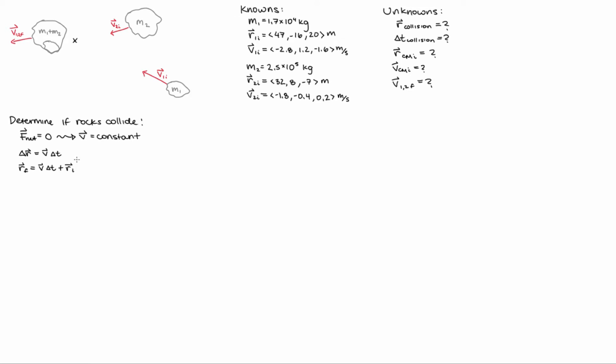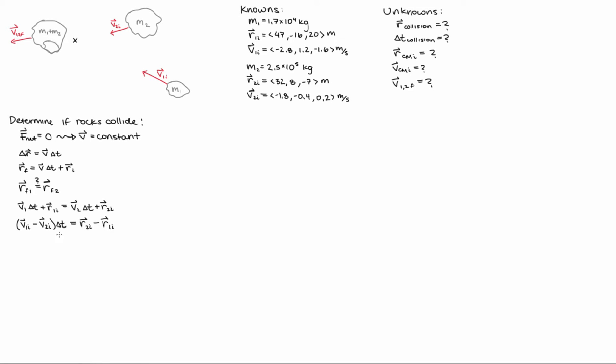We want to check that there is some delta t for which the two rocks are in the same place, or R final 1 equals R final 2. Thus we have V1 delta t plus R1 initial equals V2 delta t plus R2 initial. Rearranging this and factoring out the delta t, we have V1 initial minus V2 initial all times delta t is equal to R2 initial minus R1 initial.